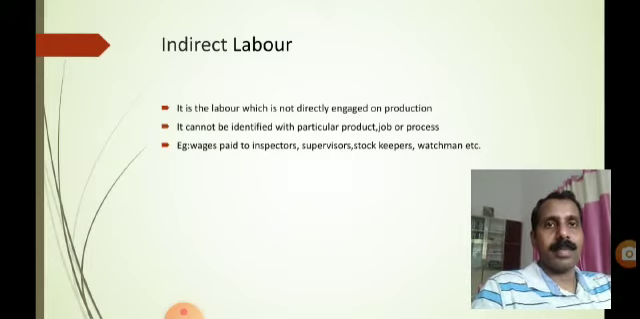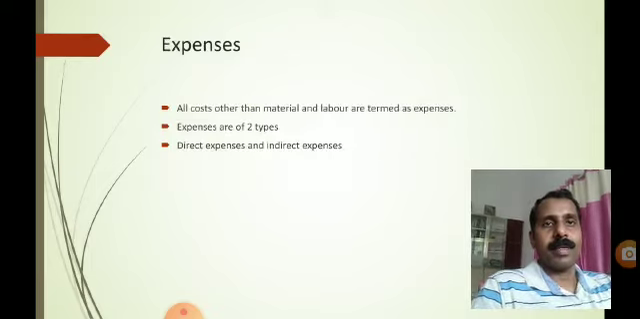Now, there are three elements of cost. First one is material, second one is labor. In material, direct material and indirect material. In labor also, direct labor and indirect labor. Okay, then take the third element. The third element: first one is material, second one is labor, and third one is expenses.